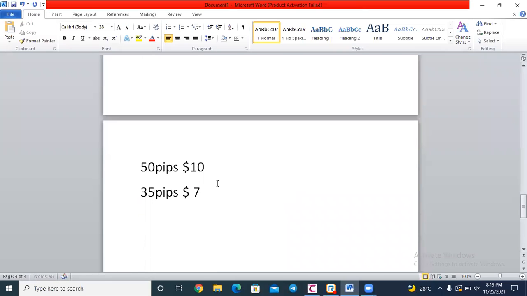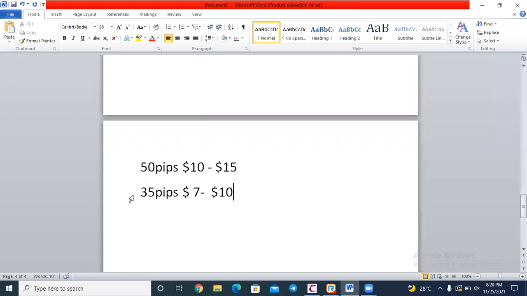So in this case, if I'm risking $10 on this trade, my profit target will be 75 pips. 0.02 times 75, that's $15. So I'm risking $10 to get $15. On this other trade, I'm risking $7, and my profit target will be 50 pips. When the market goes in my direction and gets to 50 pips, I would close. So this one will be 0.02 times 50, that's $10. So I'm risking $17 to get $25.